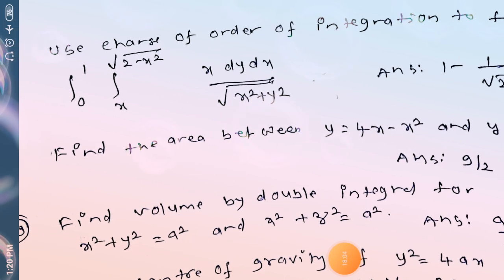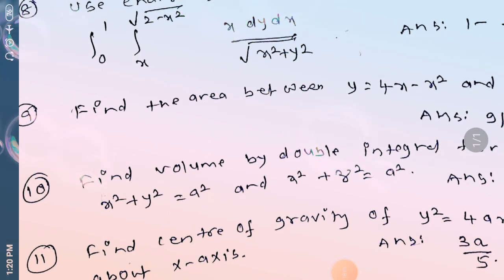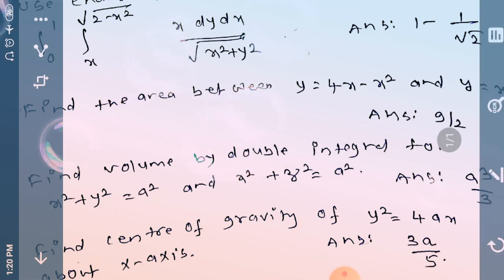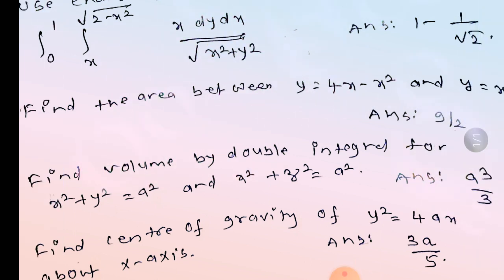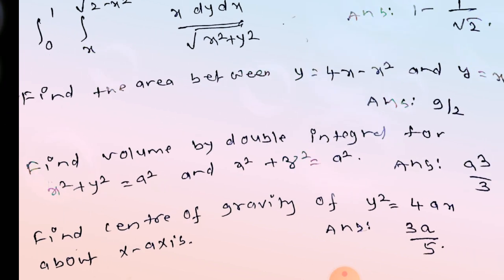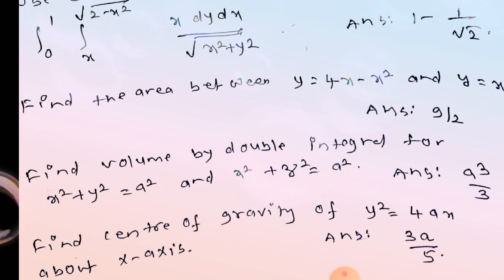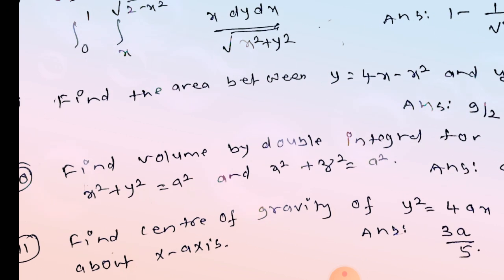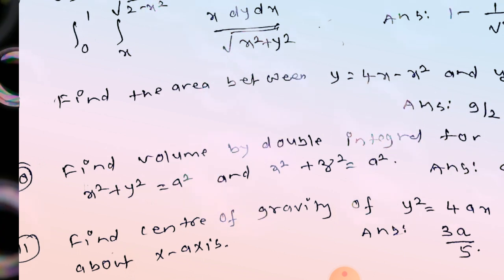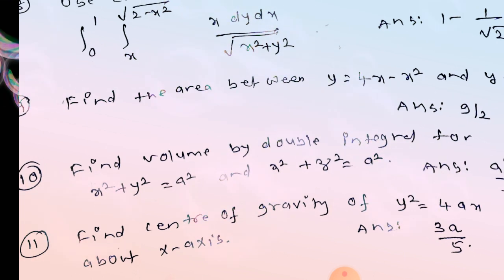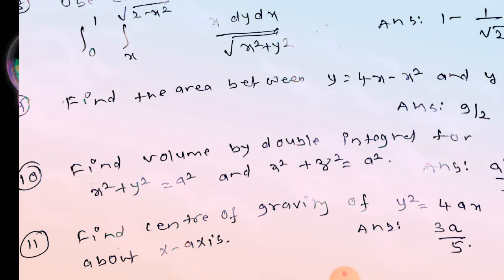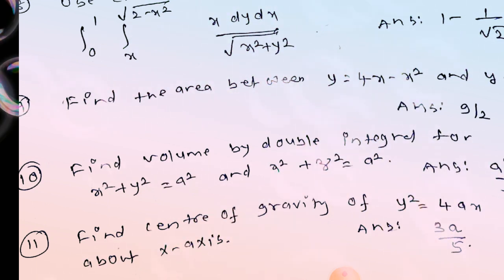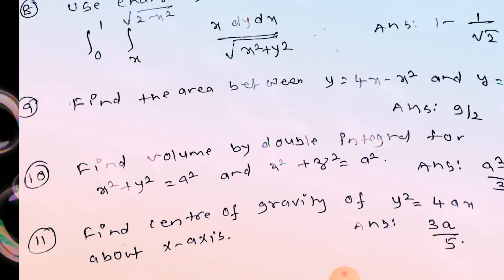Now you look onto your 10th problem. Find the value by double integral for x square plus y square equal to a square and x square plus z square equal to a square. Since they are asking volume by the double integral, you know that the procedure is very simple. Double integral z dx dy. That is the formula to calculate your volume by the double integration. But before going to that, you just find out the limits first.